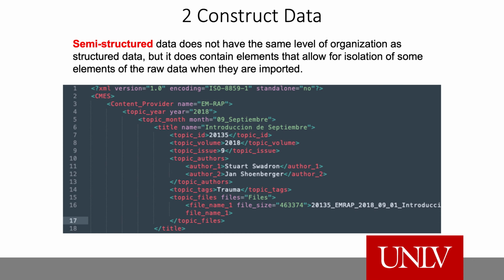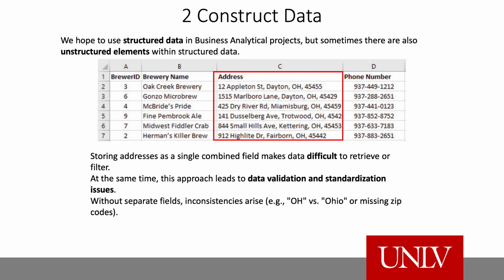Semi-structured data does not have the same level of organization as structured data, but it does contain elements that allow for isolation of some elements of the raw data when they are imported. Sometimes we find unstructured elements inside structured data. This happens when the data table is well organized with rows and columns, but the content of the field is unstructured. For example, an address field may contain free text. The column is structured, but its values are not.